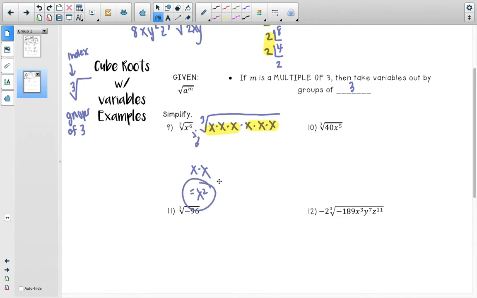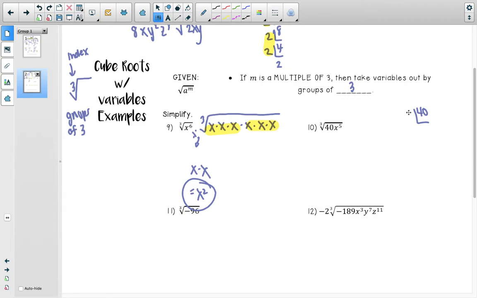hence that answer. Okay, the numbers are a little different because you're doing everything in groups of 3. Okay, with cube roots you do groups of 3. If it was a 4th root, you do groups of 4. If it was a 5th root, you do groups of 5. If it was a 6th root, you do groups of 6, so on and so forth.